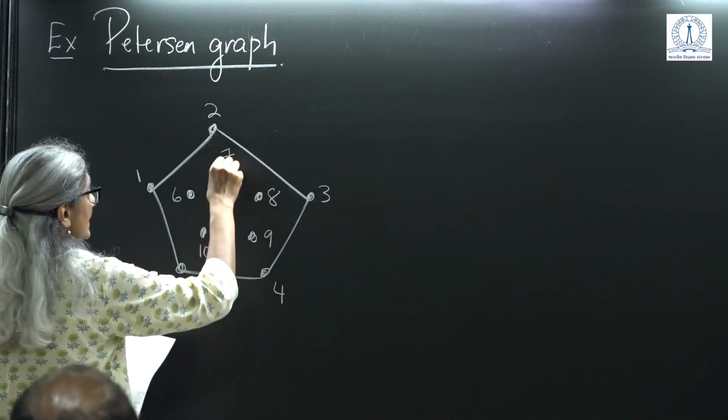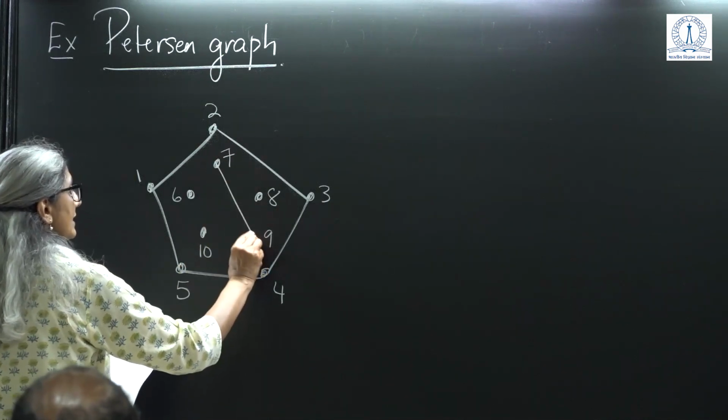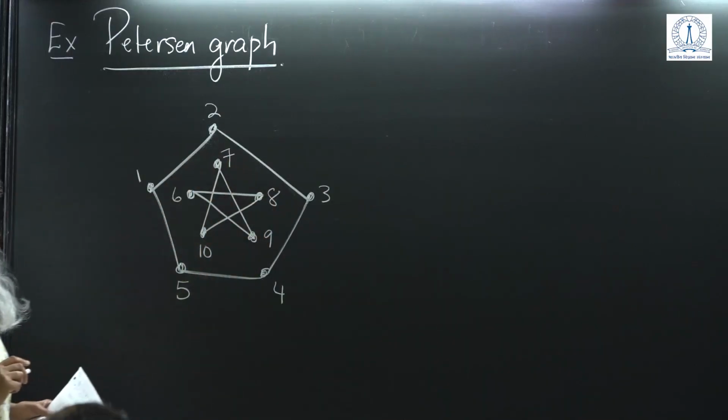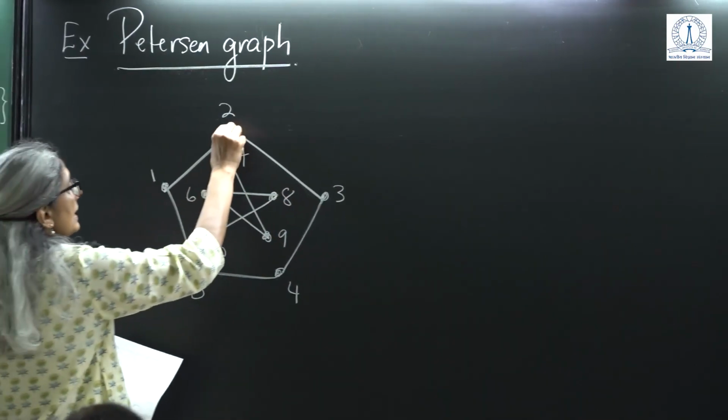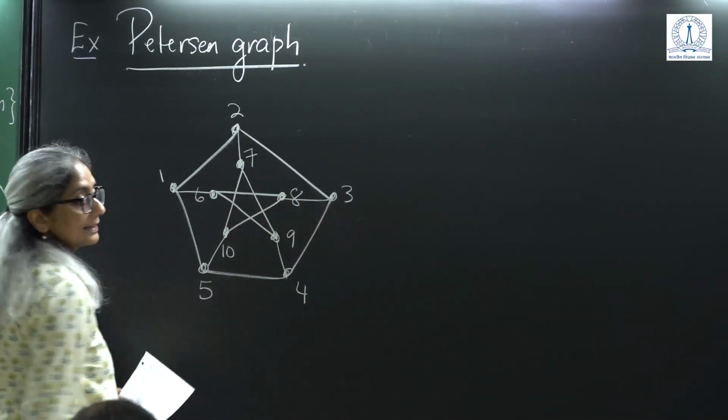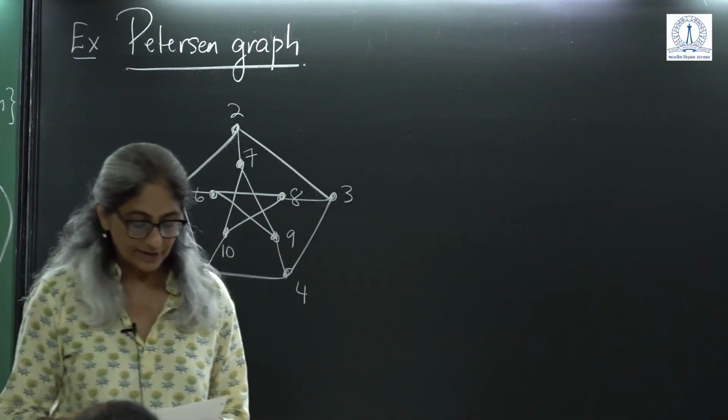So in the inside, we would start here, go to 9, go to 6, go to 8, go to 10, go to 7. That's the inside ring. That's also a cycle. But then you connect all these corners like that, okay? So that is the Peterson graph.